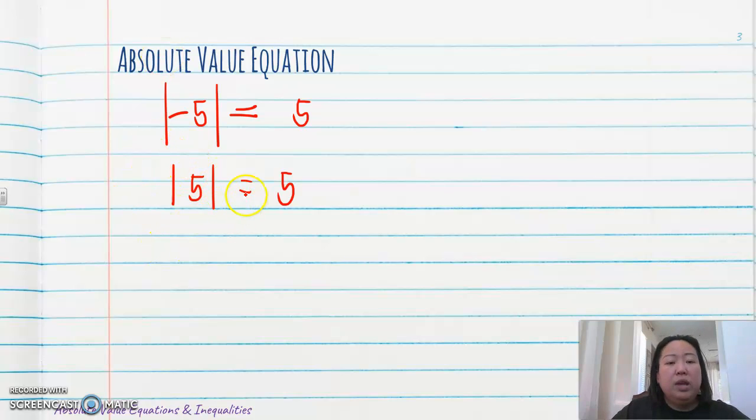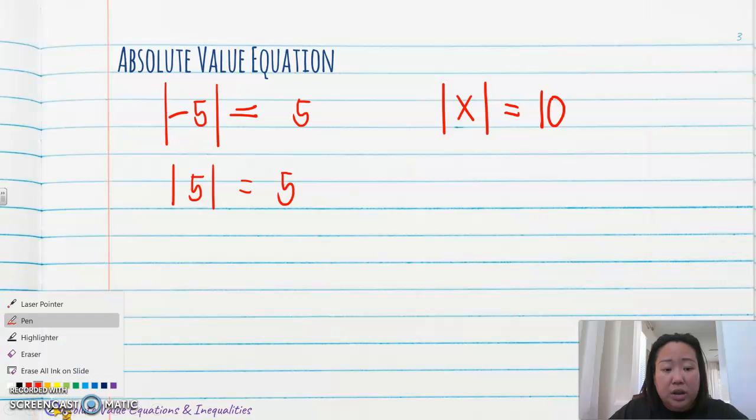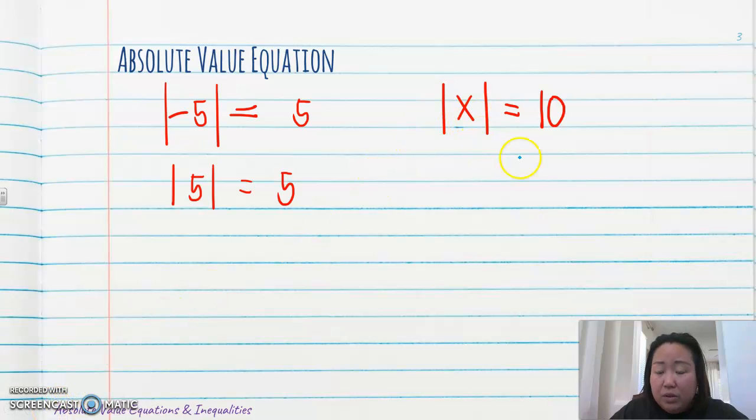So if we have the variable inside our absolute value symbol, let's say I have the absolute value of x is equal to 10, how many x values do you think we will have? We're going to have 2 possible values of x. Why? Well, there are 2 ways we can get an absolute value that is equal to 10.